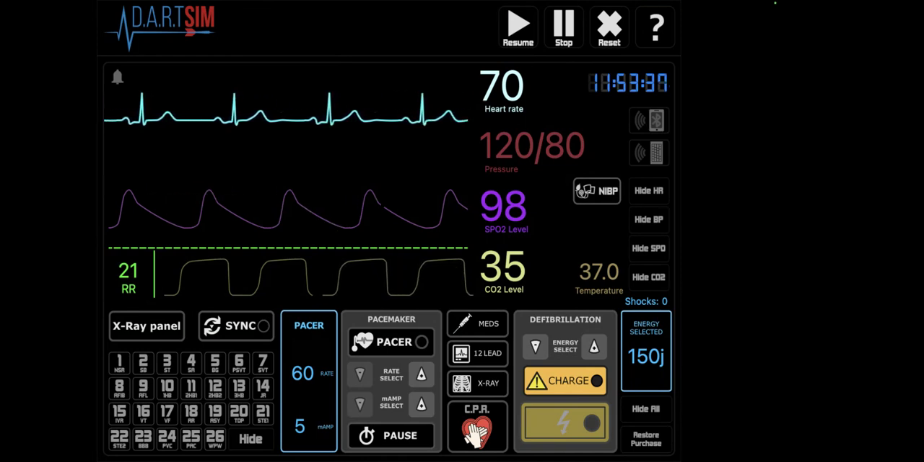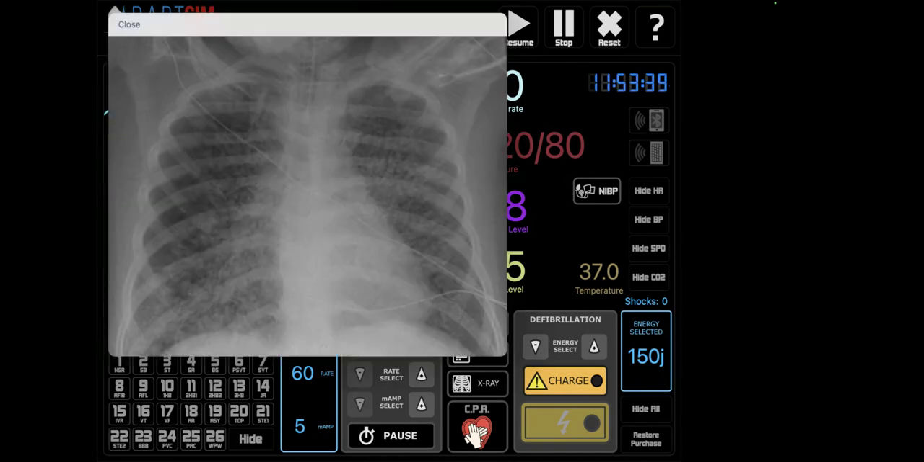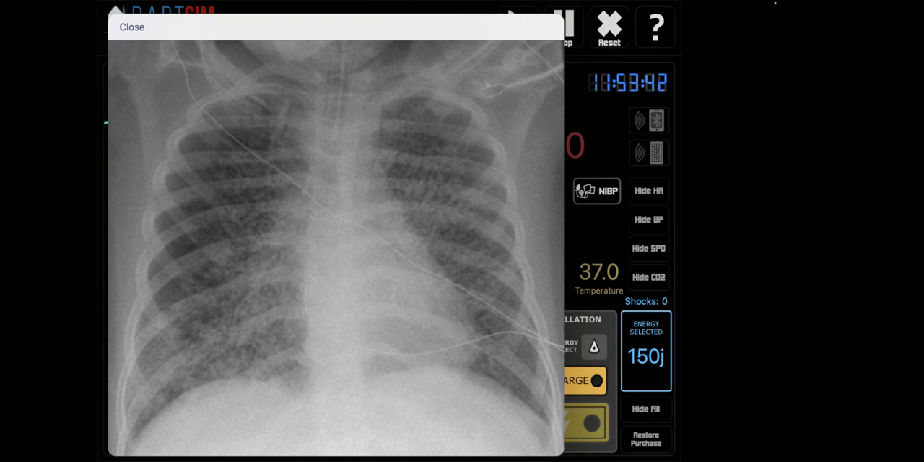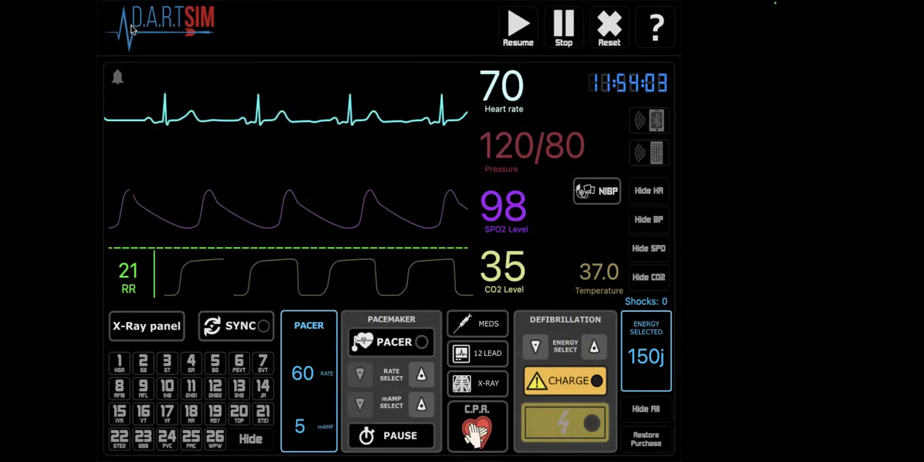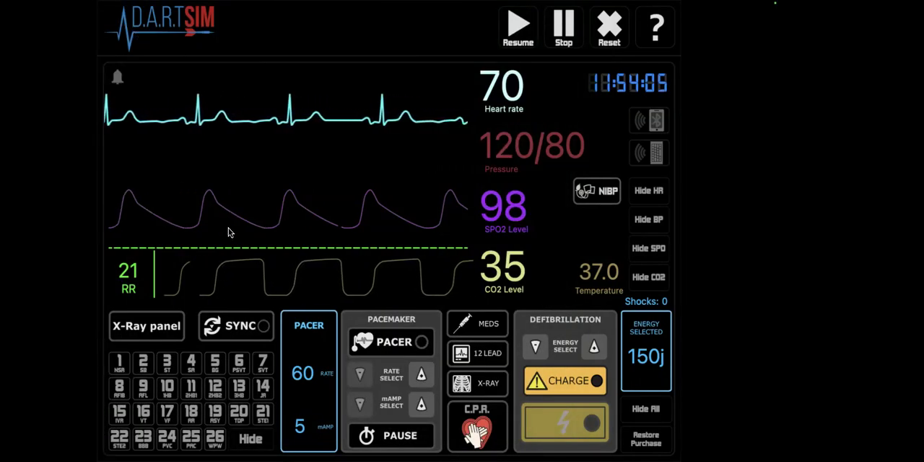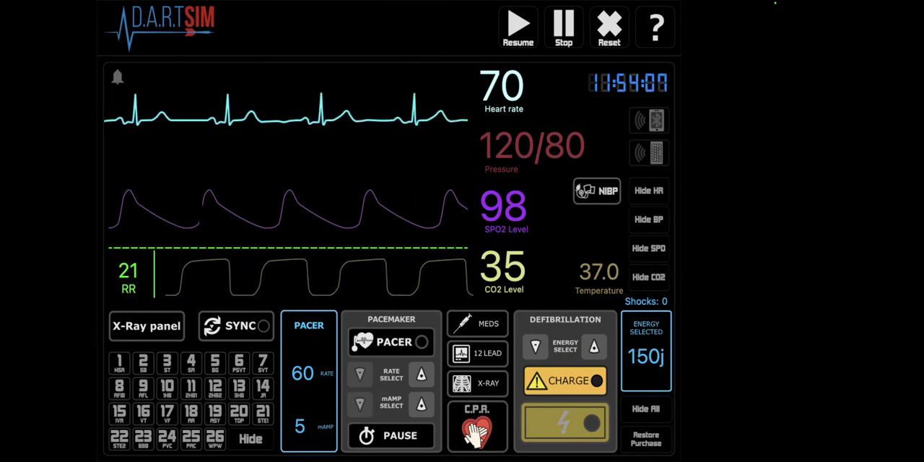And if I wanted a chest x-ray, then I could bring this up. If you look at chest x-rays, air is black, fluid is grayish or whitish. And so this patient has a lot more white than he does gray. I suspect he has some signs and symptoms of pulmonary edema. And so there is a look at sinus rhythm.